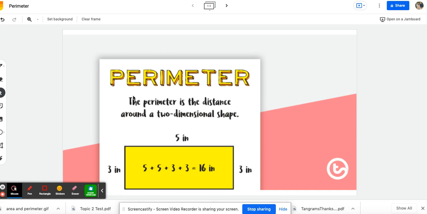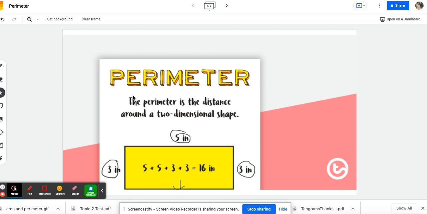I can only see the 5, the 3, and the 3, but on a four-sided shape, the opposite sides are parallel and congruent, which just means equal to. So that means that this side is 5, but down here, this side is also 5. And then we have 3 and 3, and when I add all those up, I get 16.